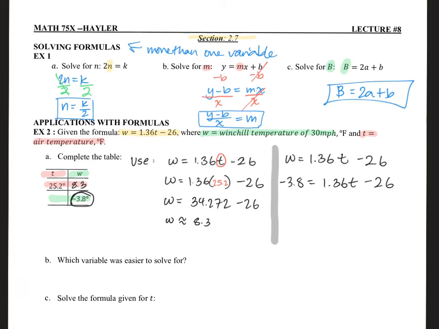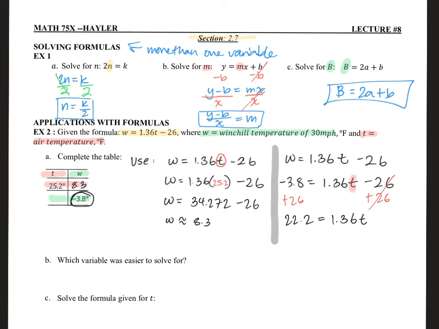Okay, so we're trying to solve for T. Where is T? Well, T is right here. And what's keeping T from being by itself is that -26 and then being multiplied by 1.36. So let's go ahead. I'm going to add 26 to both sides. Okay, calculating that, 26 minus 3.8, 22.2 equals 1.36 T.